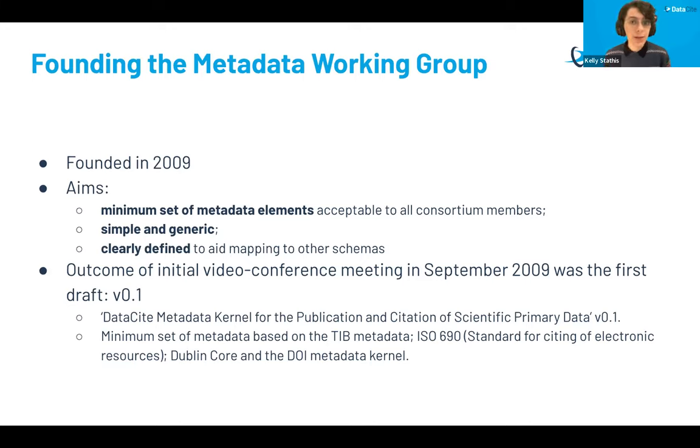When the group had their first video conference meeting in September 2009, the outcome was the first draft of the schema, or version 0.1. And this was closely based off of the schema used by the German National Library of Science and Technology, or TIB, which was the first DOI registration agency for data from 2005 to 2009, and one of the co-founders of DataCite.